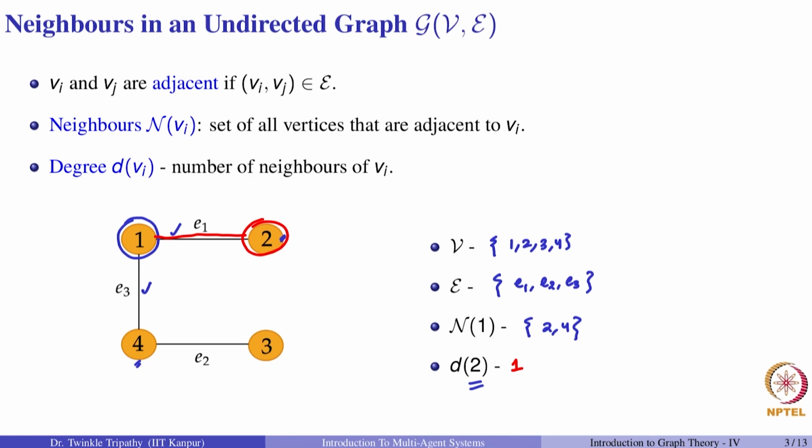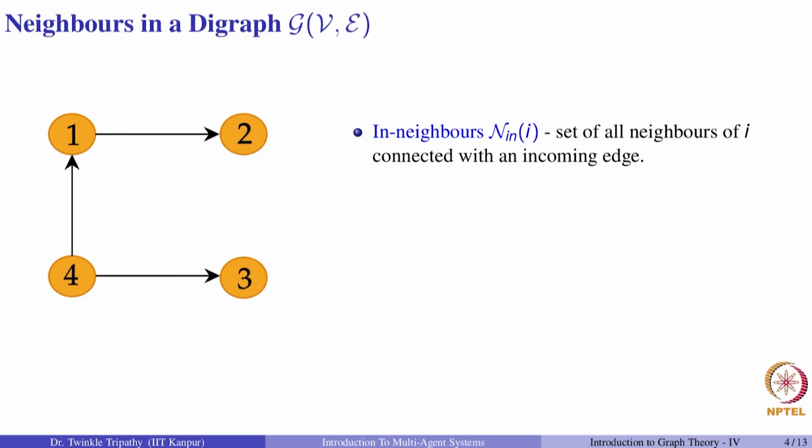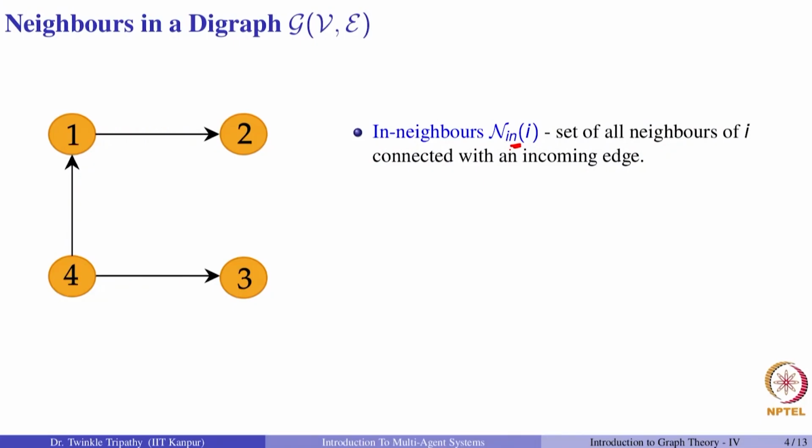Okay. Now, let us try to define these notions for the case of a digraph. As I said before, the notions change slightly in the case of digraphs. A digraph can have edges for any given vertex which are incoming to it or outgoing from it. Based on that, we define something known as an in-neighbor. Given a vertex i, the in-neighbors are simply the set of all neighbors of i that are connected to it by an incoming edge.